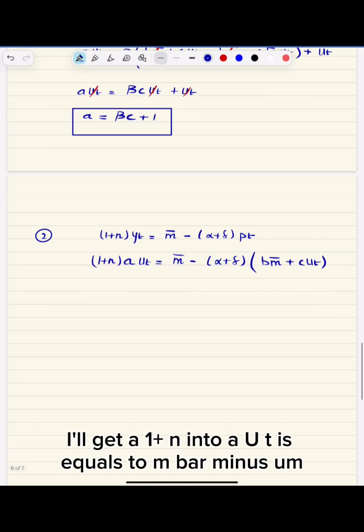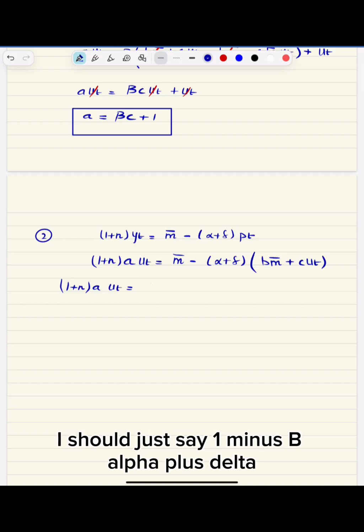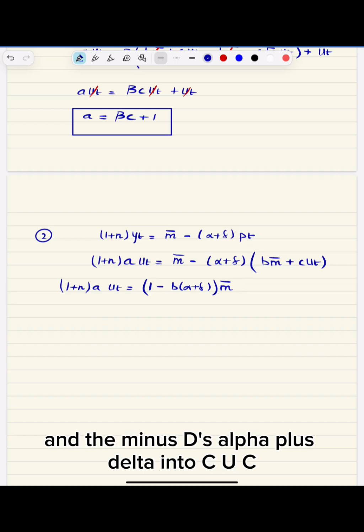Okay, let's open this up. I'll get a1 plus n into aut is equals to m bar minus alpha plus, actually what we should do is I should just say 1 minus b alpha plus delta, and I can take m bar here, and then I'll get, and the minus stays, alpha plus delta into c uc.